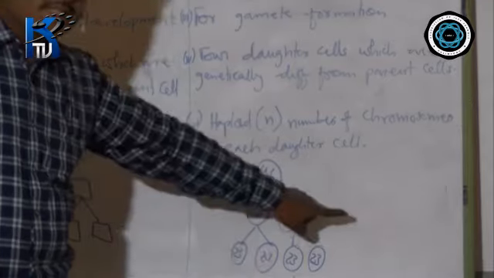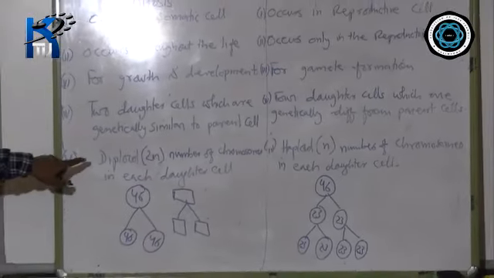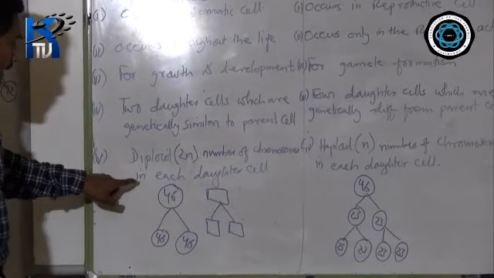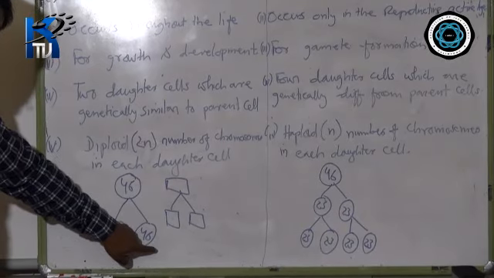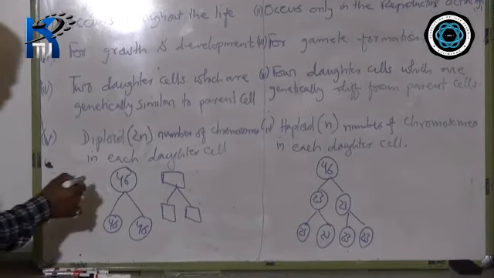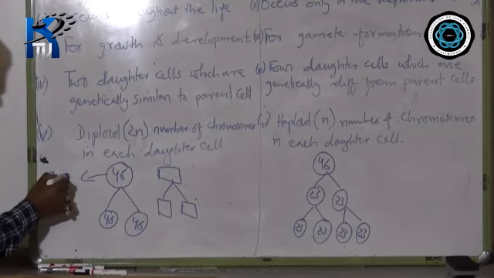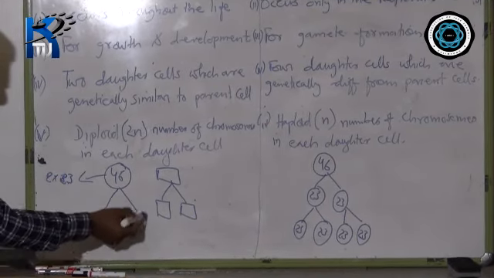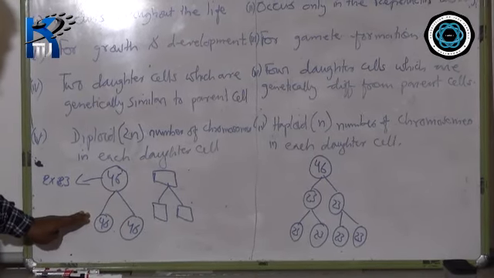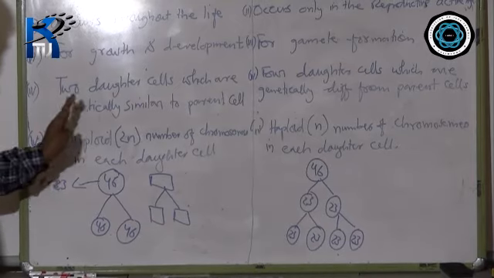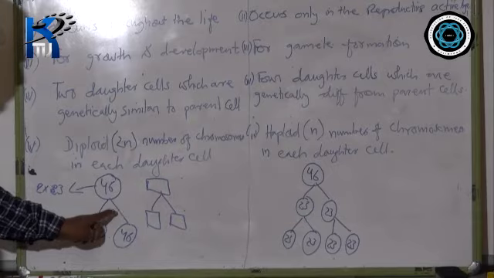All these 4 cells are different from the parent cell. Last point, diploid number of chromosomes in each daughter cell. You see these are the daughter cells. So here 2n. When I say 2n, you have to understand 2 into 23, that is 46. So this is what you call the diploid number. Half the number of chromosomes comes from the mother, half from the father. Thereby it is a diploid number.